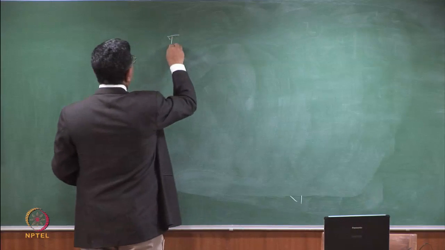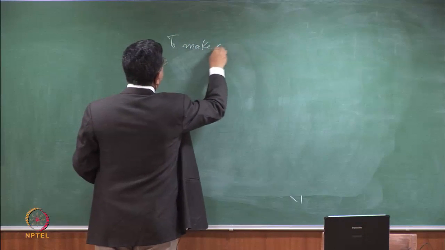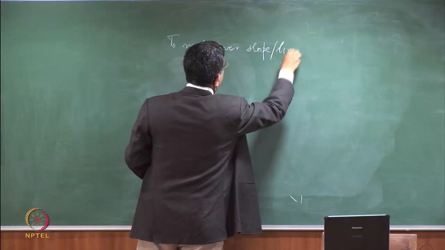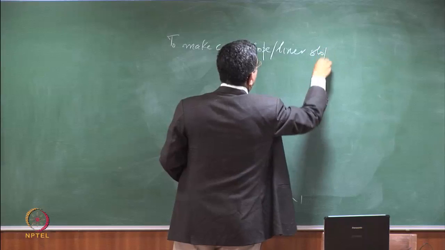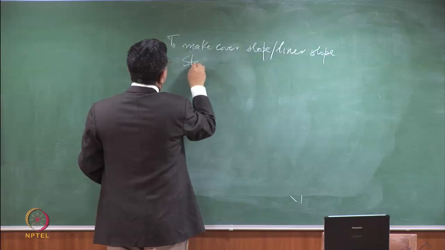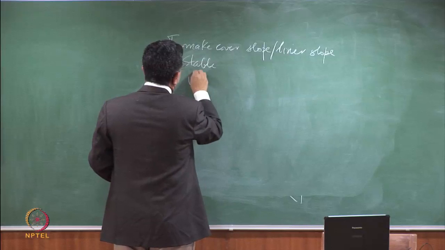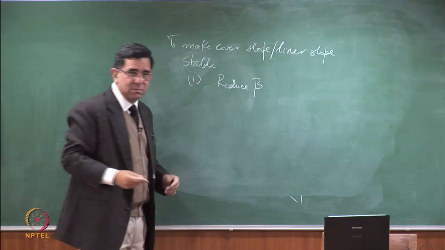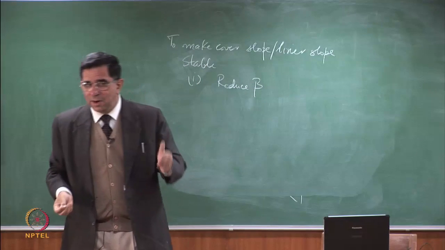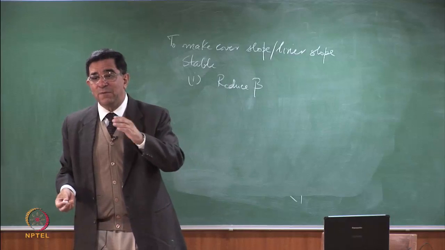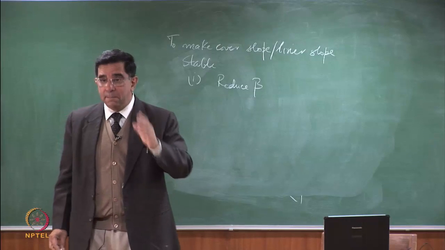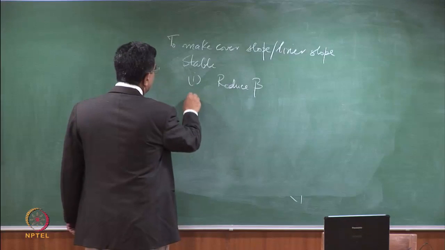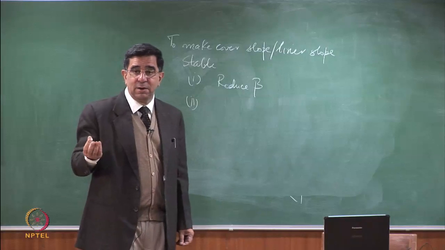So to make the cover slope or liner slope, reduce beta, reduce the slope inclination. So we are now coming into that 3:1 to 5:1. That's the preliminary slope that I gave you. Many landfills will have 4:1. What else can we do? Reduce W.